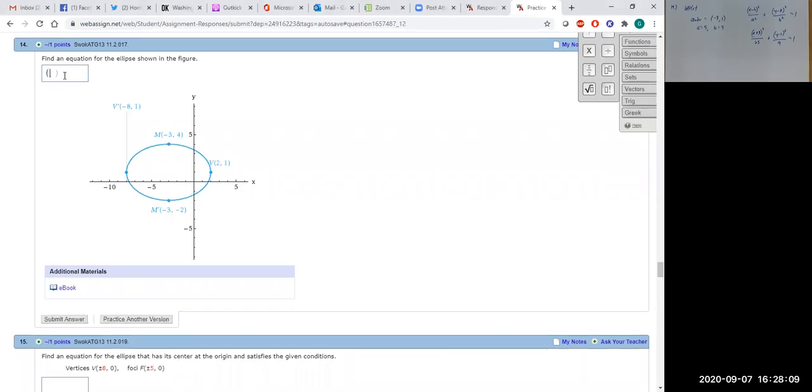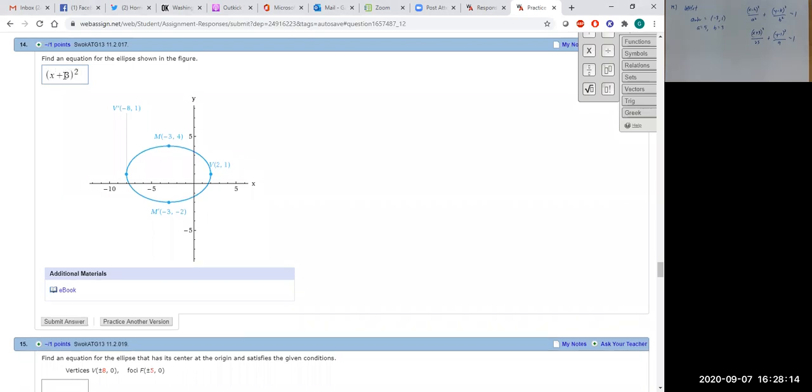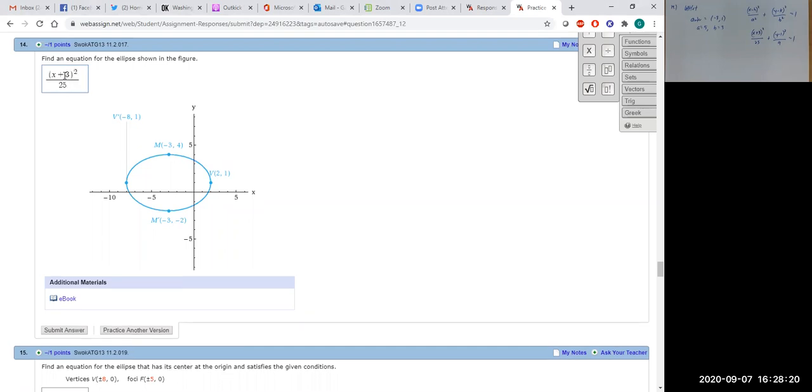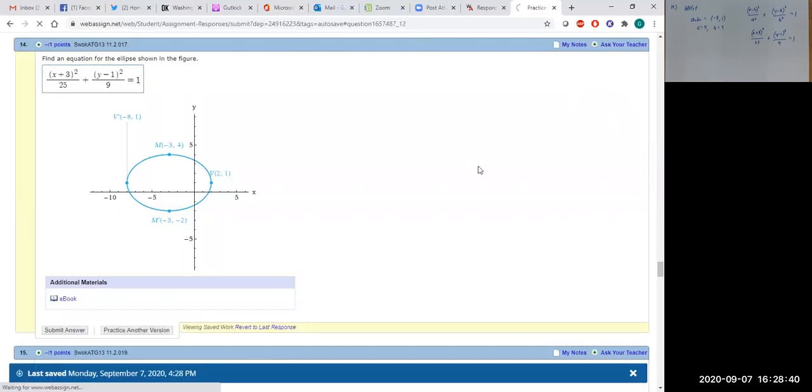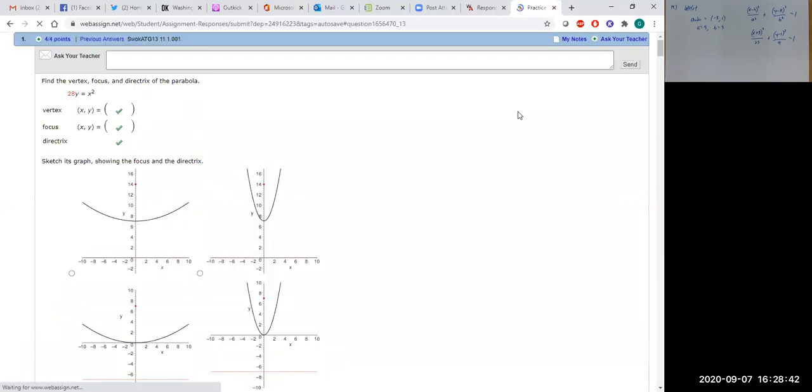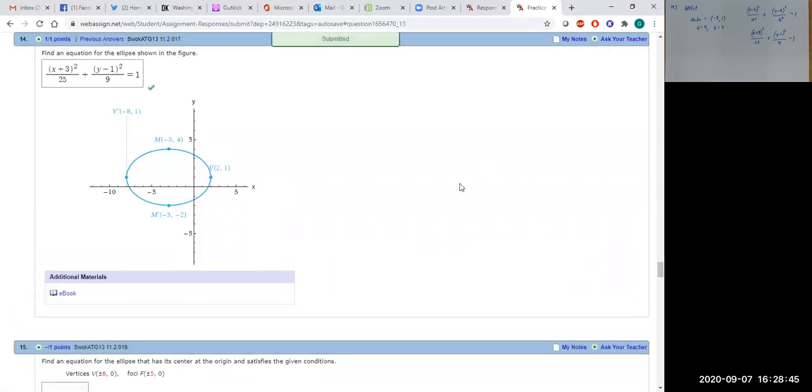So x plus 3 quantity squared over 25 plus y minus 1 quantity squared over 9 equals 1. All right.